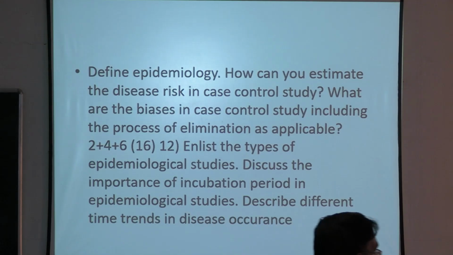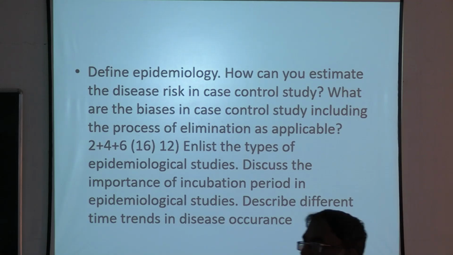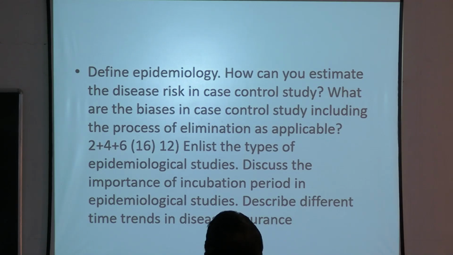Define epidemiology. How do you estimate the disease risk? What are the biases in case control study, including the process of elimination as applicable? That has so many marks, 12 marks. Enlist the type of epidemiological studies. Discuss the importance of incubation period in epidemiological studies. Describe different time trends in disease occurrence. So this is basically to do with epidemiology more than case control and cohort, but I just thought I'll put it in.